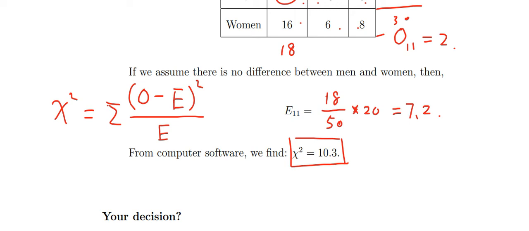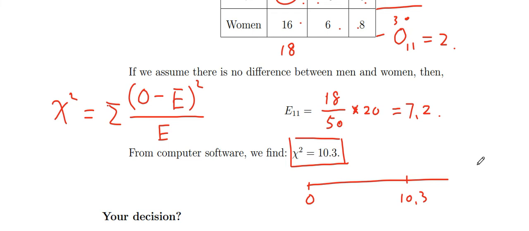So our decision is we just need to determine whether this is a big number or a small number, right? Is 10.3 a big number or small number, or is this distance to 0 big or small? Are the two numbers, 0 and 10.3, quite far away or quite close? For this we need to check a chi-square table.